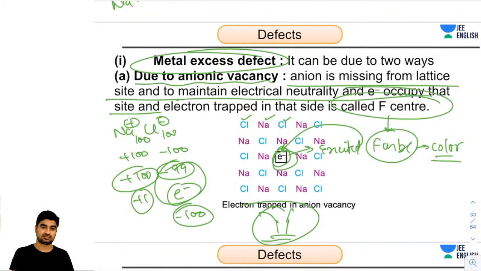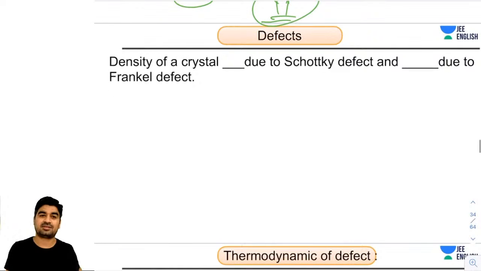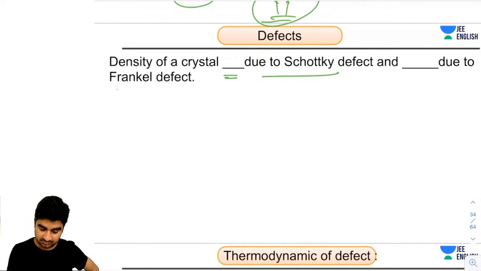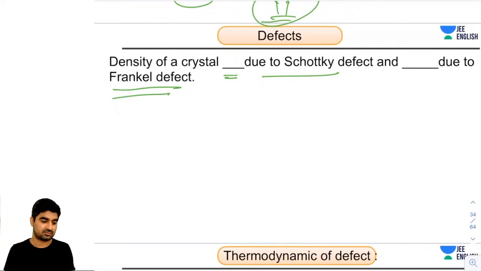Tell me now. Any doubt? Done? Any doubt, guys? So now let's move. Yes, fill in the blank. Density of this crystal will, due to Schottky effect, and yes, will increase or decrease. Tell me. Fill in the blank.